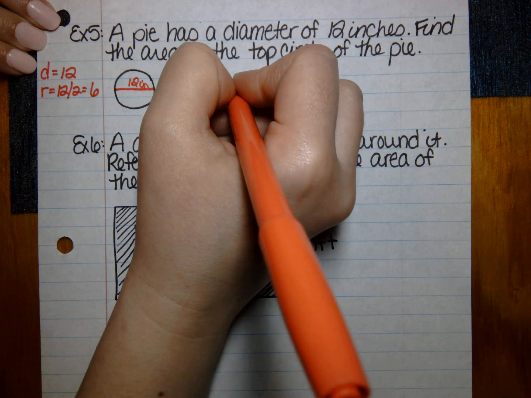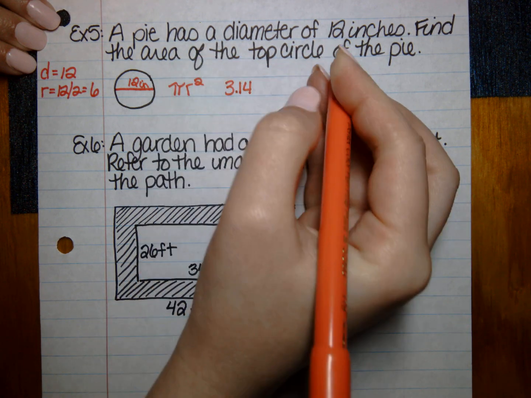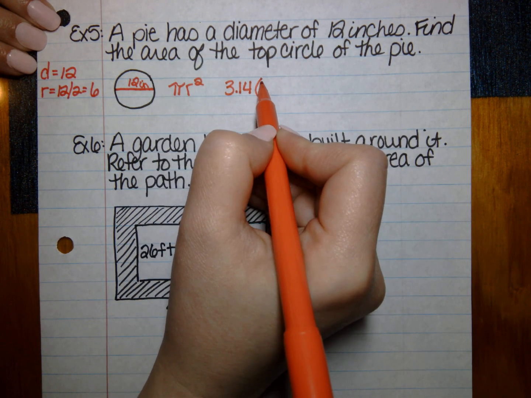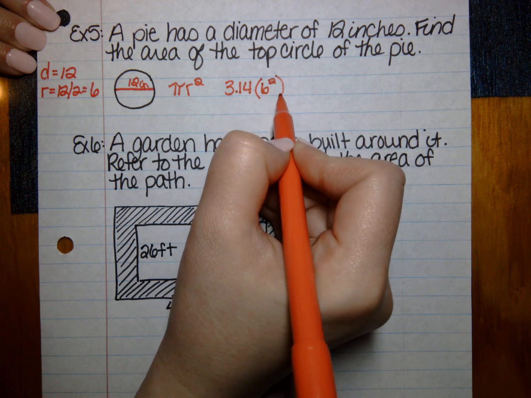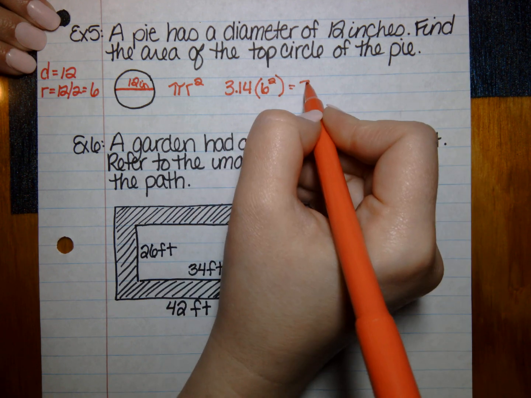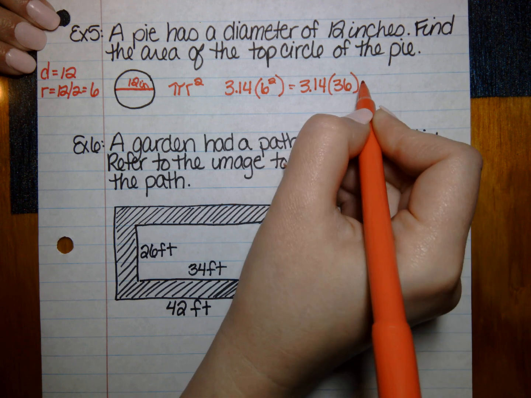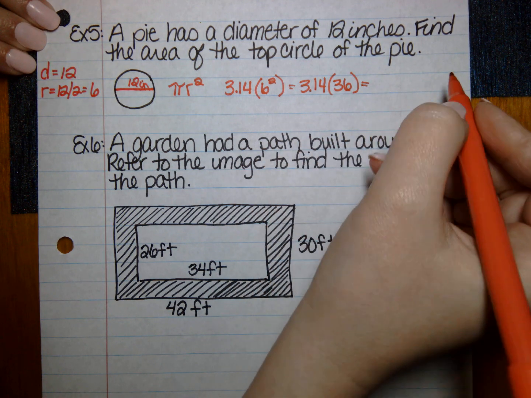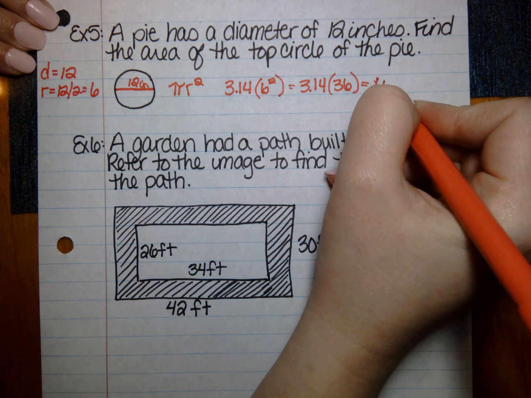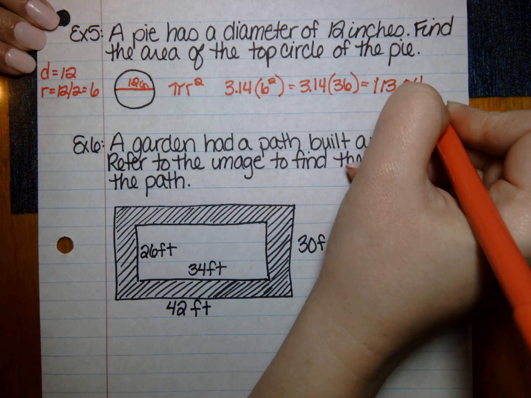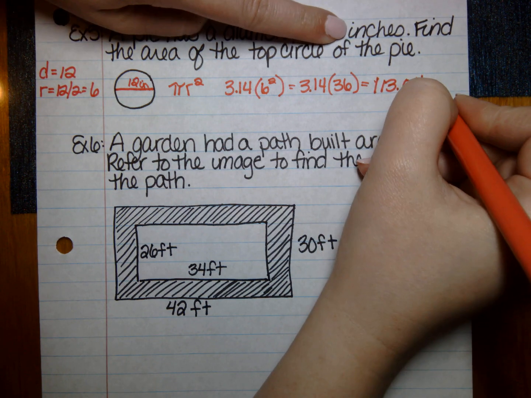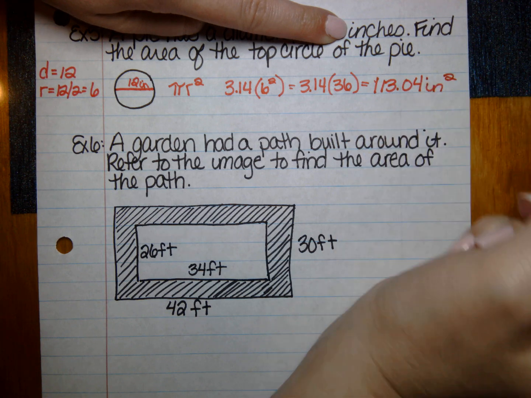I'm going to use 3.14 for pi, so I have 3.14 times 6 squared. So I get 3.14 times 36. When I multiply those two together, I get 113.04. Since I'm talking about inches, it's going to be inches squared.